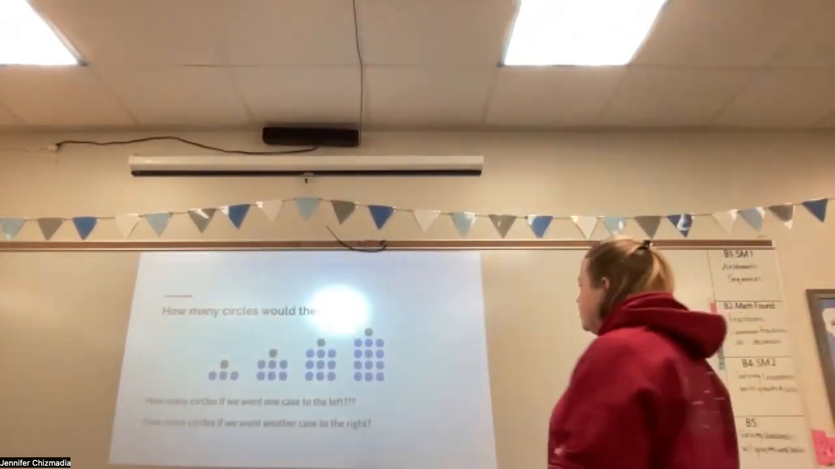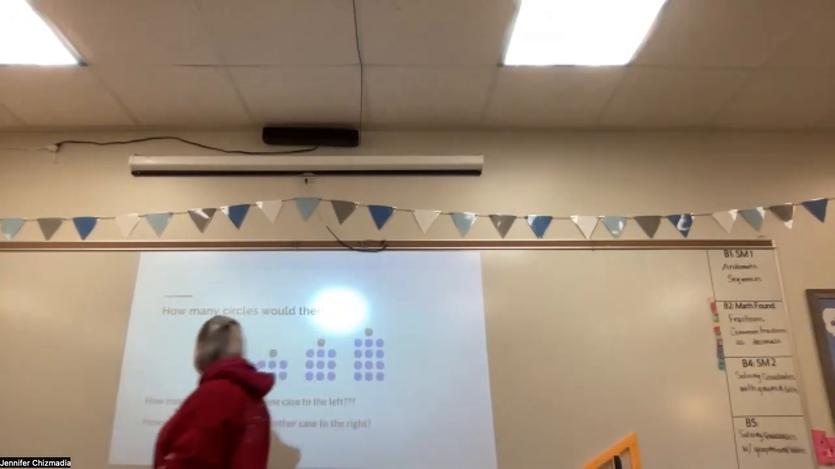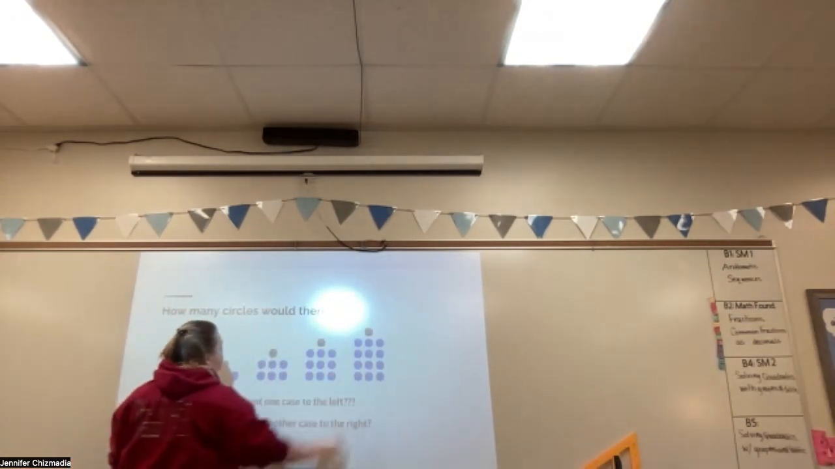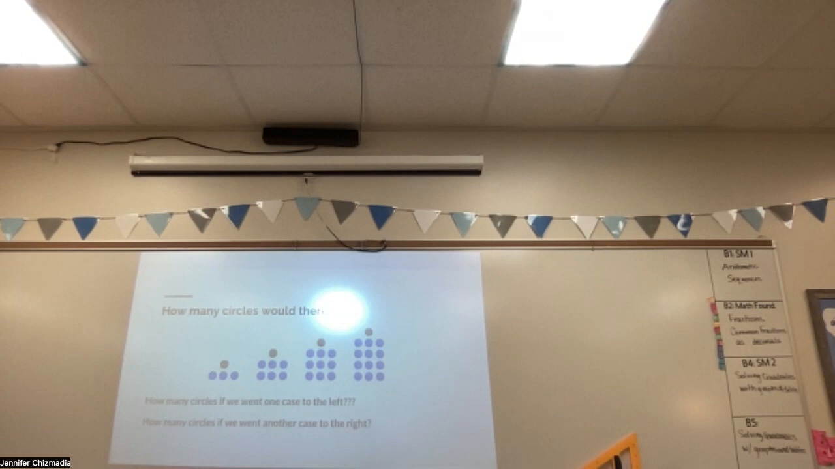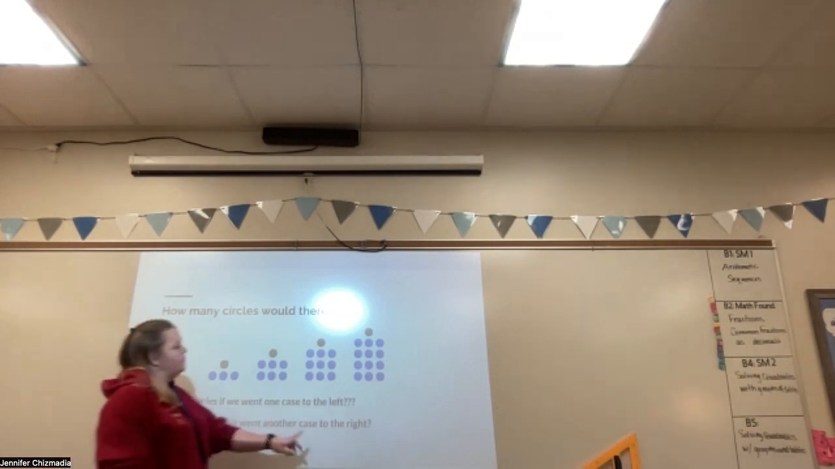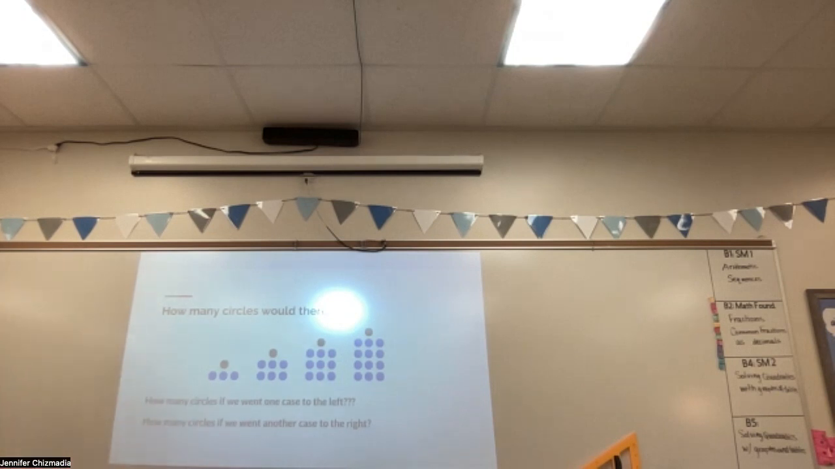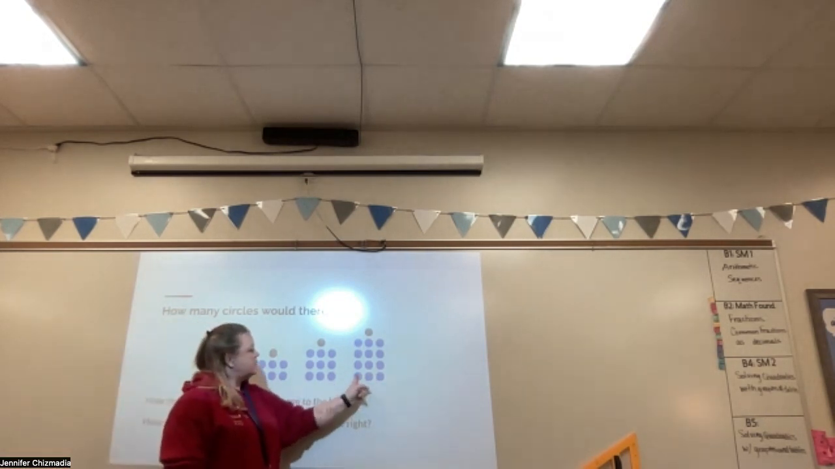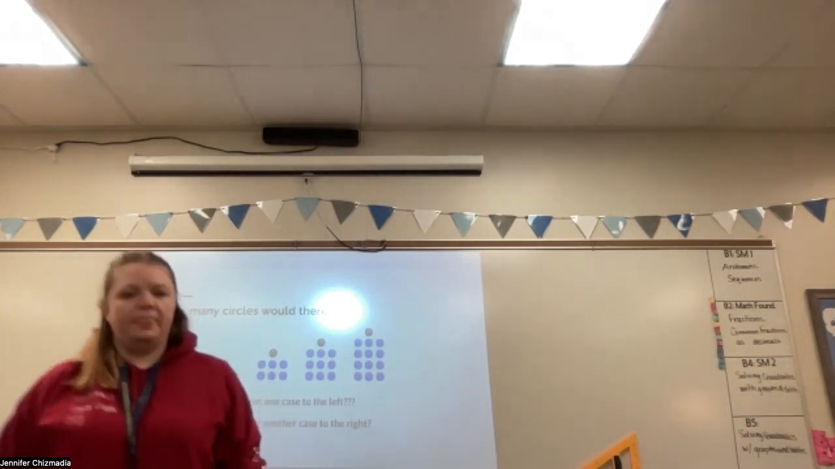So how many circles would there be if each one of these is considered a case? So this would be case 1, case 2, case 3, case 4. What if we went back to case 0? How many circles would we have? 1. Just 1. How many would we have if we went to case 5? Sorry, more than that. 15. So let's see how many we've got here. 12, 13, 14, so 16. Yeah.